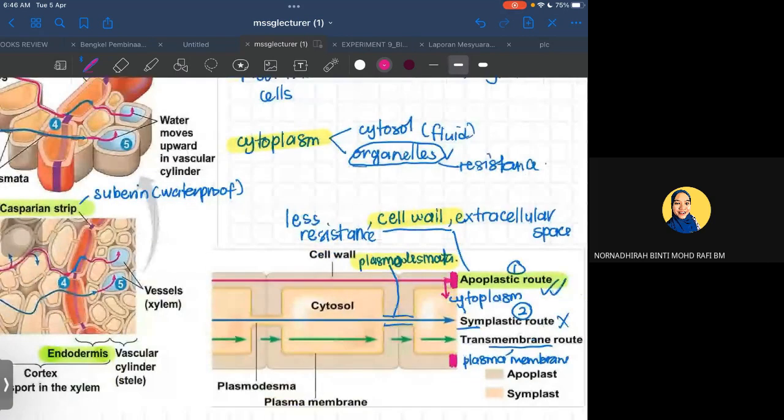Okay, kenapa penting untuk Casparian strip adalah untuk memastikan the movement is in one way, and also it will prevent too much water inside xylem. So dia basically akan filter first lah. Meaning that it prevents too much accumulation of water in the xylem, and also it will make sure only what is important. Kalau in terms of mineral ion pun ada juga. So mineral ion yang penting saja boleh lalu, dia akan halang some of the water and mineral ion, so that only what is important for the plant will be taken by plant.